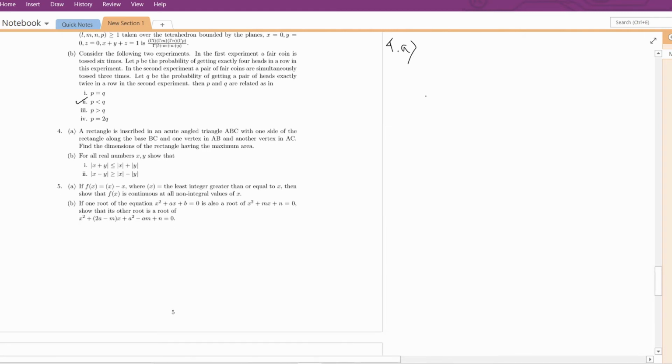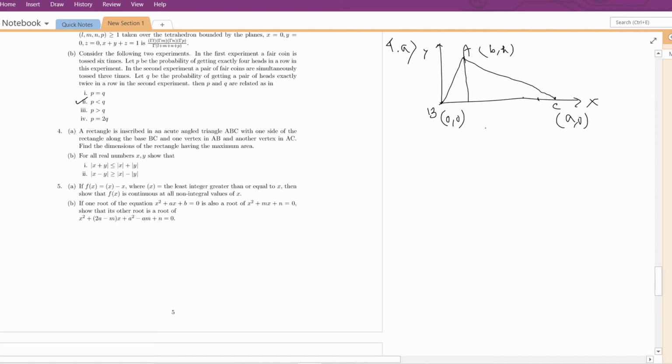4a. A rectangle is inscribed in the acute angle triangle ABC with one side of the rectangle along the base BC and one vertex on AB, another vertex on AC. Find the dimensions of the rectangle having the maximum area. So if you draw this, suppose this is the x-axis and this is y. Now this is the base of the triangle, which is BC. Now this is 0, 0, and suppose this point is A and this point is B. Then this is the height, this is H.